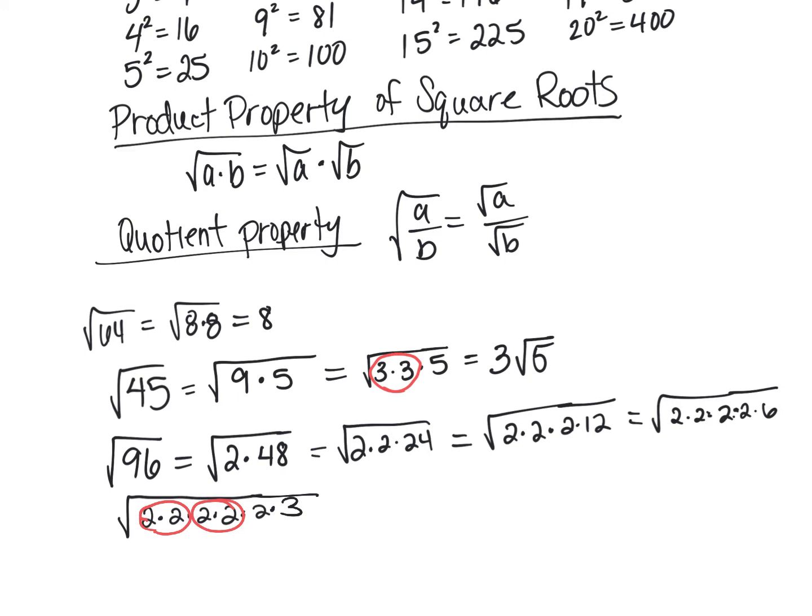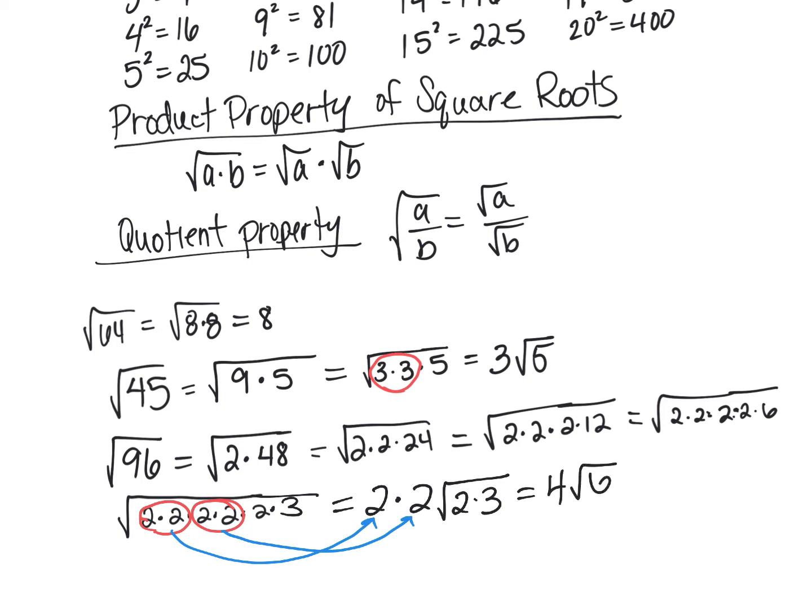So it's 2 times 2. That's this 2 and that 2. Square root of what's left? 2 times 3. So outside, 2 times 2 is what? 4. And inside, 2 times 3 is 6. 4 square root 6.